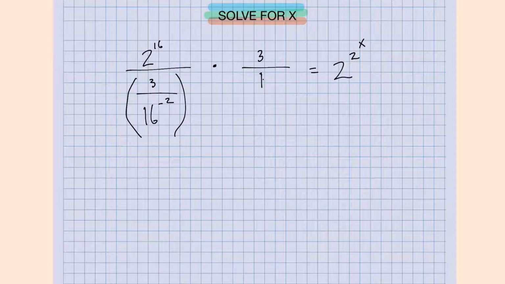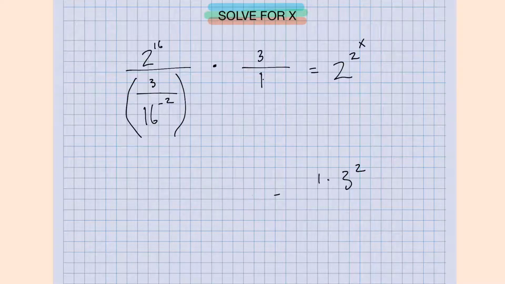Now we kind of need to attack this portion of it. So we have this 2 raised to the 16th power divided by 3 divided by 16 to the -2 power. Now, if you remember that if you have something like 1/3 to the -2 power, whenever you have this negative exponent, what you do is you move it up to the top and you get rid of this negative sign. So we're going to say that this equals 1 times 3 squared. Okay, so we're just basically moving this 3 to the negative squared up to the top.